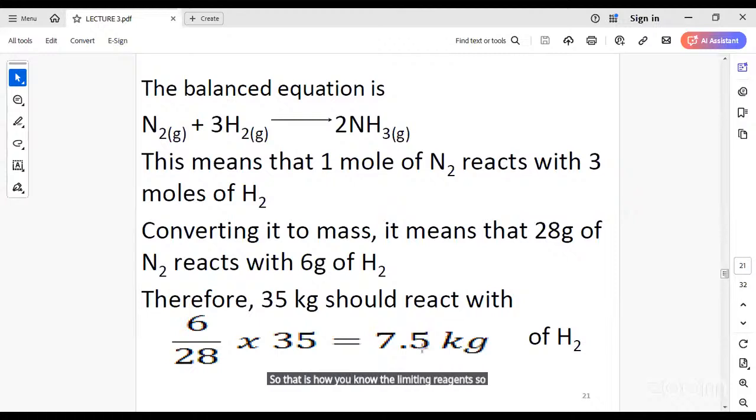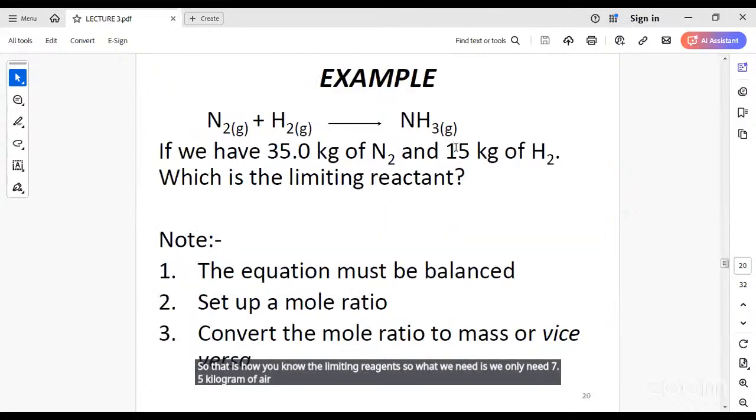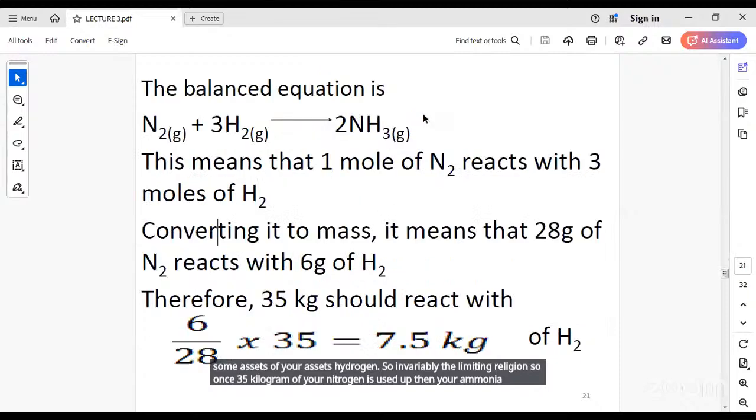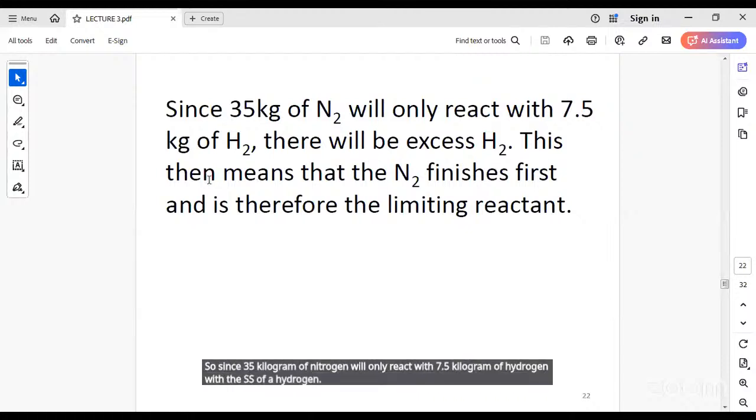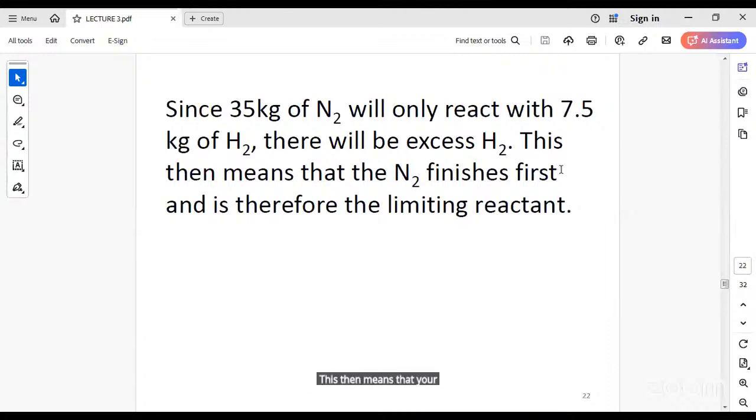So we only need 7.5 kilograms of hydrogen, but we are given 15 kilograms. So we still have some excess of your hydrogen. So invariably, the limiting reagent. Once 35 kilograms of your nitrogen is used up, then your ammonia will be formed, and that will be the end of that reaction. So since 35 kilograms of nitrogen will only react with 7.5 kilograms of hydrogen, there will be excess of hydrogen. This then means that your nitrogen finishes first and is therefore the limiting reagent.